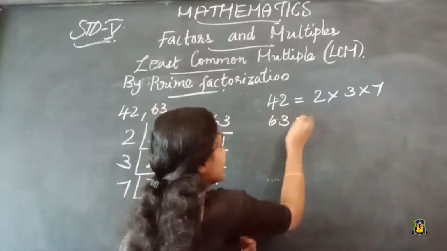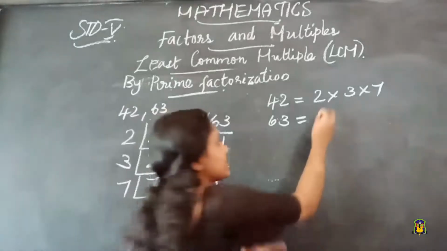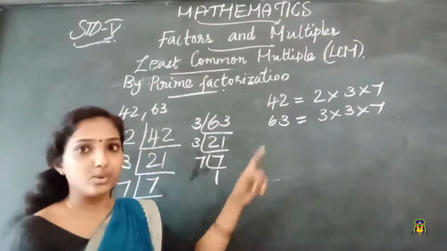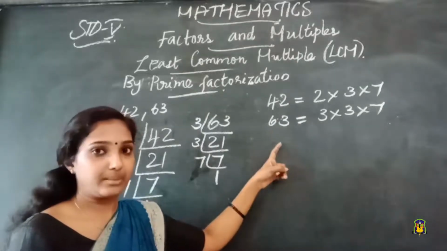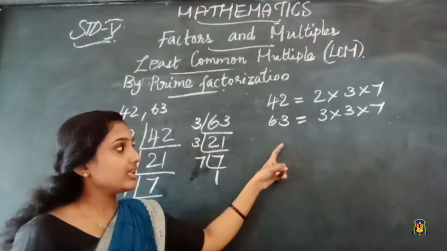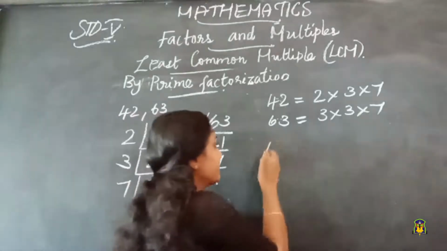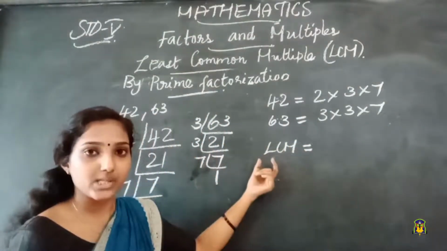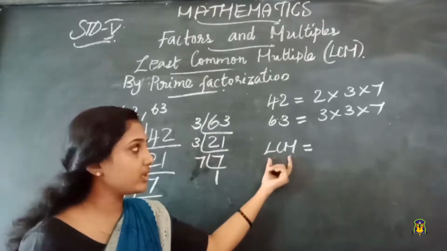Next, 63. 63 is equal to 3 into 3 into 7, right? So we have written these two numbers as the product of prime numbers. And next, what is our step? To find the LCM, we need the common multiples, least common multiple. So to get the LCM, what are we doing?